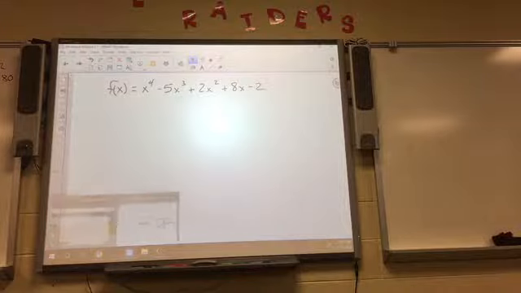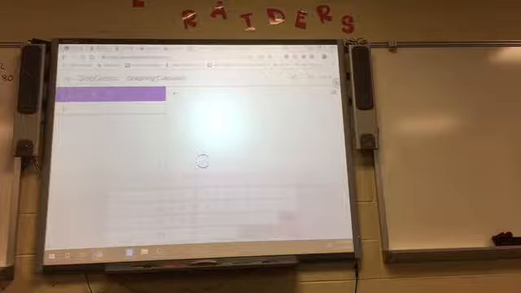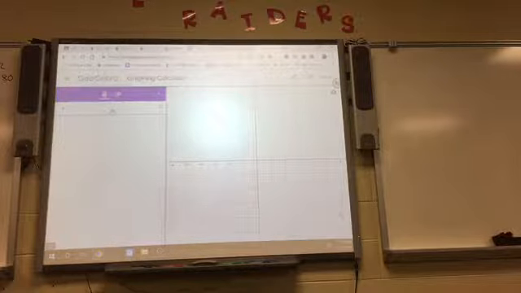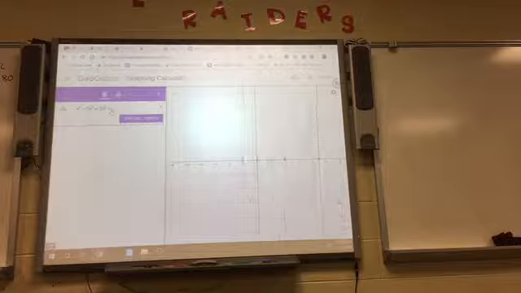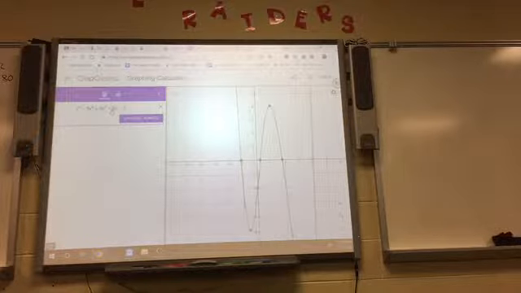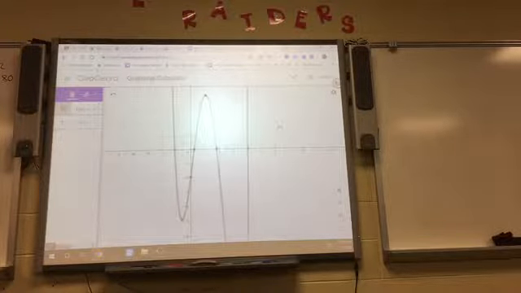Okay, so I'm going to go to GeoGebra, start graphing. I am just going to type this function in. So it is x to the fourth minus 5x to the third plus 2x to the second plus 8x minus 2. Okay. Drag that out because we don't need to worry about that right now.